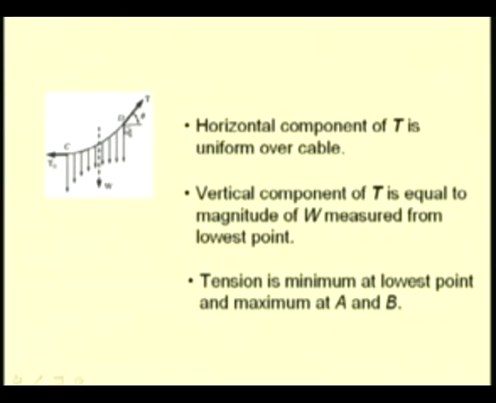So, from this we see that the tension in the lowest portion of the cable, that is at C, is the lowest, and as we move along the cable towards the end support, the tension increases and becomes maximum at the end supports, that is at A and B.